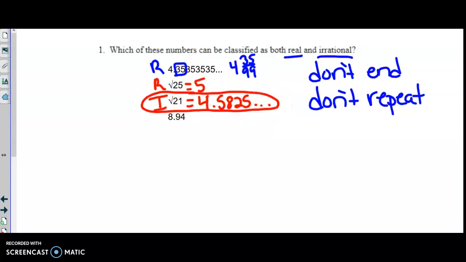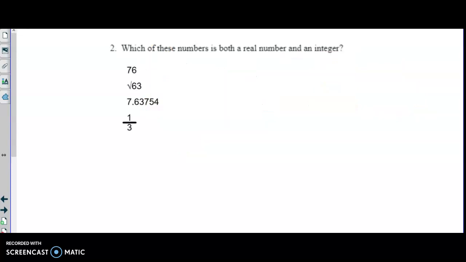The last one is 8.94. Anytime we have a terminating decimal or a decimal that ends, remember we can write that as a fraction, and anything that you can write as a fraction is a rational number.